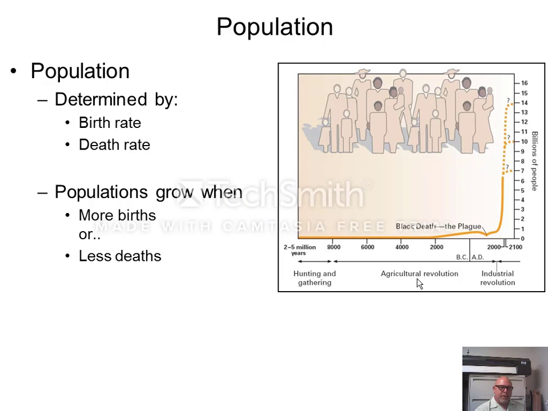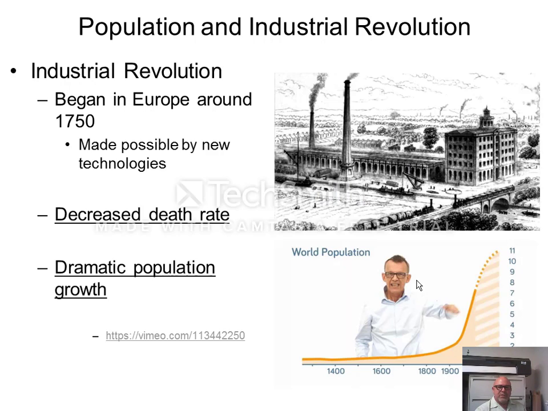Population is determined by birth rates and death rates. Populations grow when you either have more births or fewer deaths. The Industrial Revolution began in Europe around 1750 or so. It was made possible by new technologies and ways of organizing workers to produce goods or food. One side effect of the Industrial Revolution is that new technologies in production of food decreased the death rate, leading to that dramatic jump in human population.